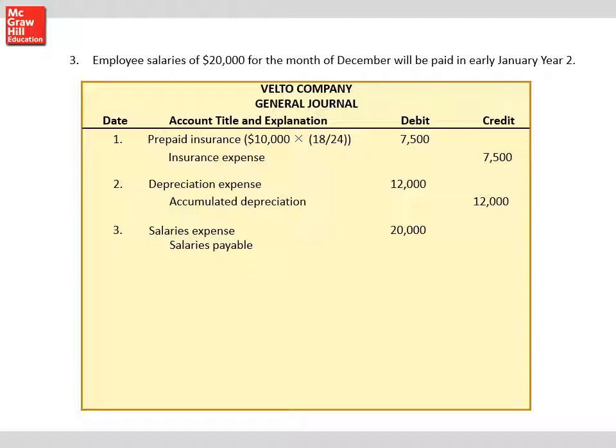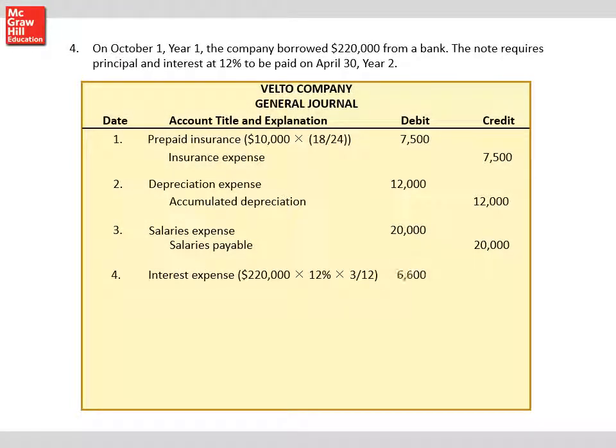So take 220,000 times 12% divided by 12 times 3, $6,600. So on December 31st, we debit interest expense because the interest occurred this year and credit interest payable. Do we have to pay it on December 31st? No. So if we don't have to pay it and we're recording an expense, then we owe it. Credit a liability.